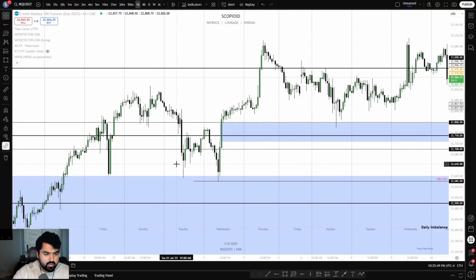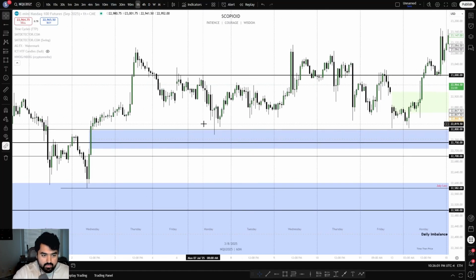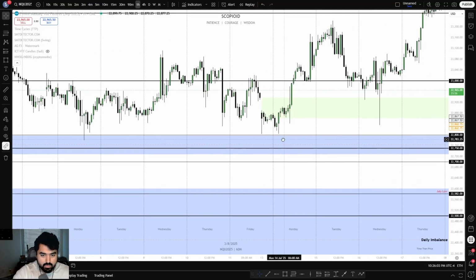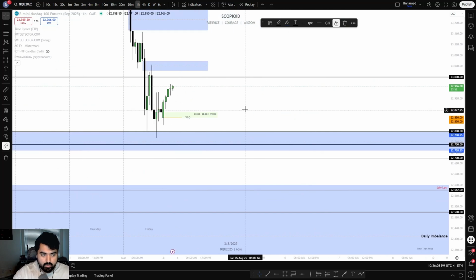We made a really clean CB over here, a breaker. So this has been an important fair value gap throughout our trading because we put support on this multiple times, and now currently we tapped into it again.